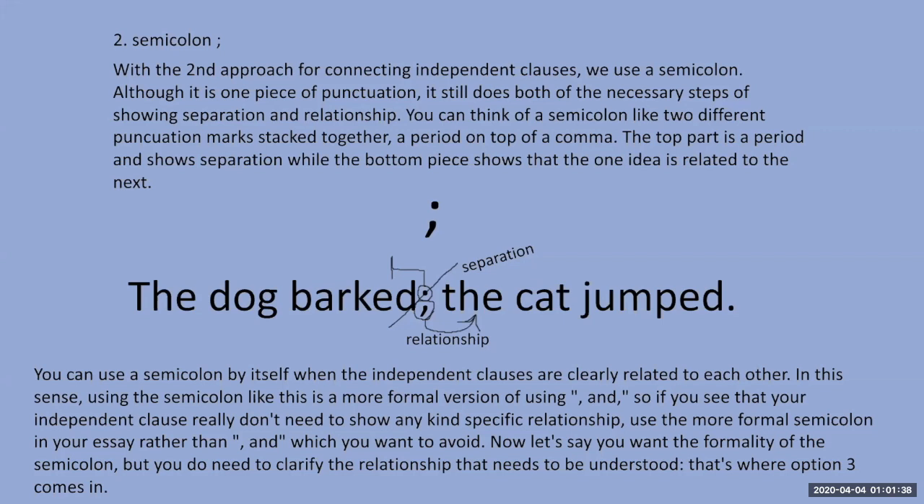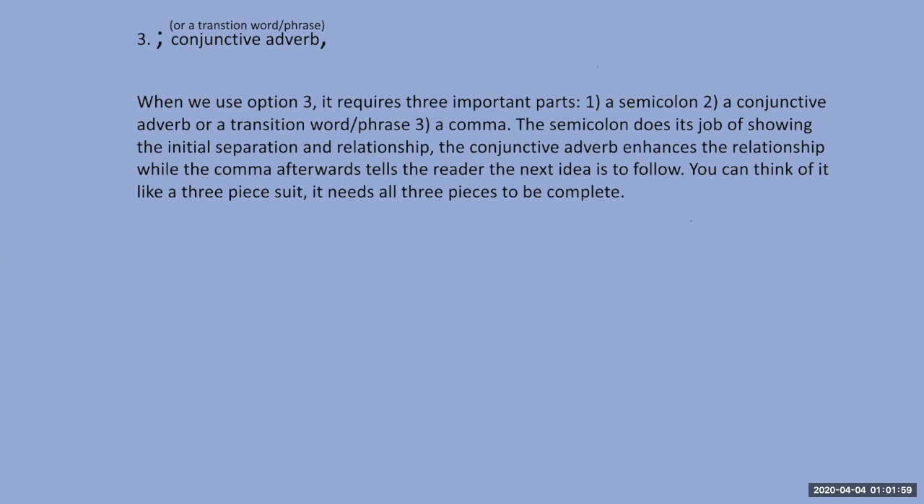Now let's say you want the formality of the semicolon, but you need to clarify the relationships that need to be understood. That's where option 3 comes in. With 3, we have a semicolon, conjunctive adverb, or a transitional word phrase, and then a comma. When we use option 3, it requires 3 important parts. 1, we need the semicolon. 2, the conjunctive adverb or transition word. And then 3, a comma.